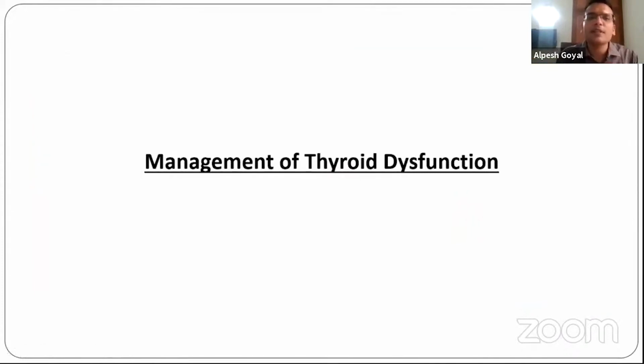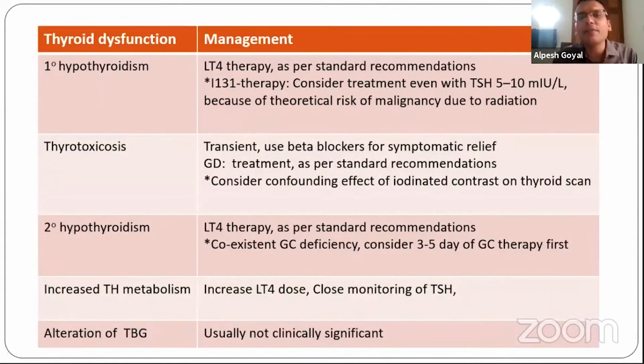Management of thyroid dysfunction is not any different from what we do in routine clinical practice. However, there are a few points of caution. Levothyroxine therapy is given as per standard recommendation. In patients developing thyroid dysfunction following iodine 131 MIBG, you can consider treatment even with subclinical hypothyroidism and TSH between 5 and 10, because of the theoretical risk of malignancy due to radiation, and you don't want TSH to go up in such patients.